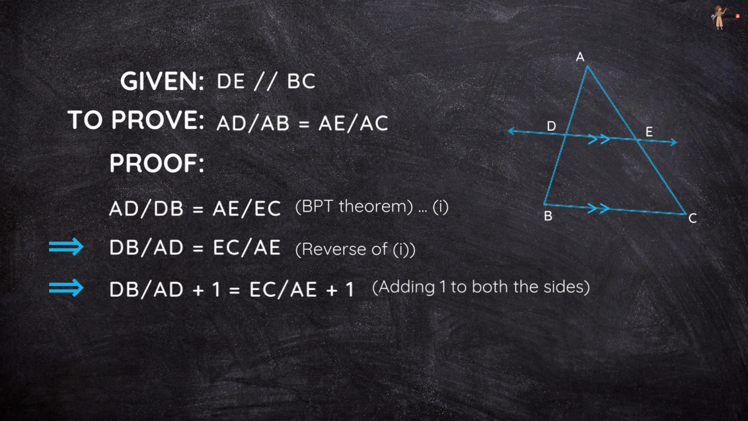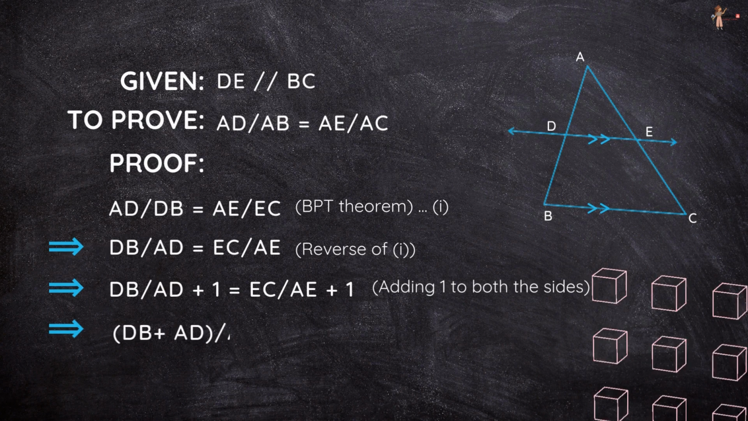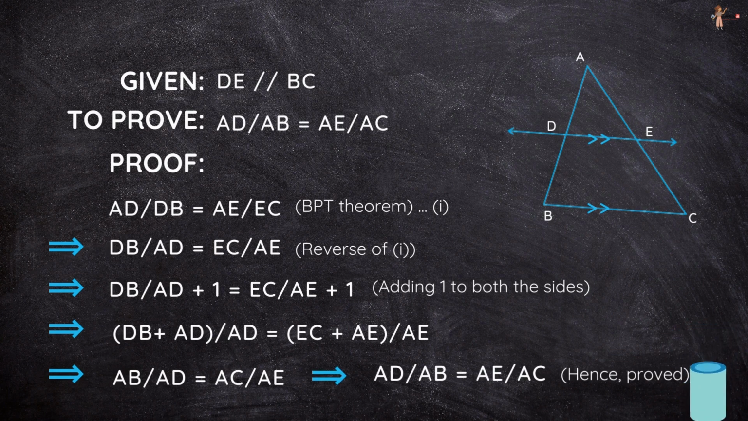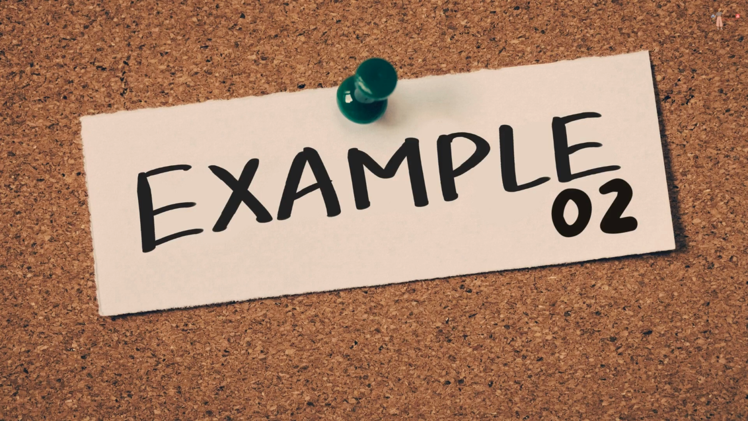Now, let's add 1 to both the sides. We get AB upon AD is equal to AC upon AE. Reversing again, we get AD upon AB is equal to AE upon AC, and this is what we wanted to prove. Moving on to the next one, example 2.